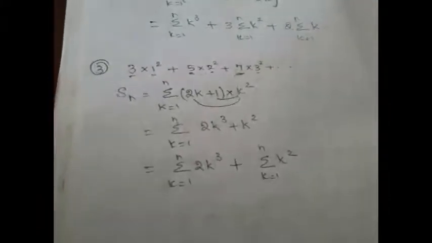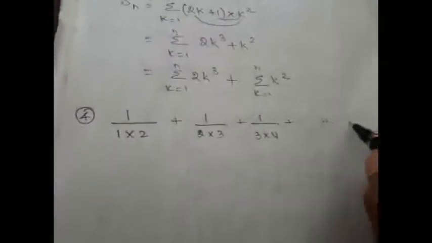For k square it is n into n plus 1 into 2n plus 1 divided by 6. And for this, n into n plus 1 by 2 the whole square. Right? Again, if you simplify it, you will get your answer. Yes, hope you understood.